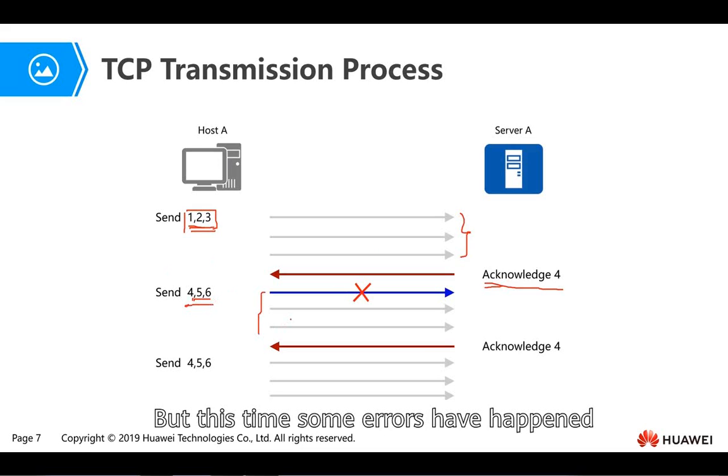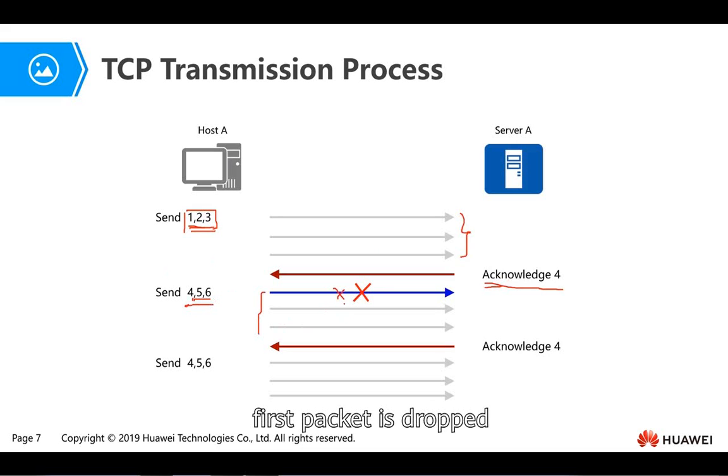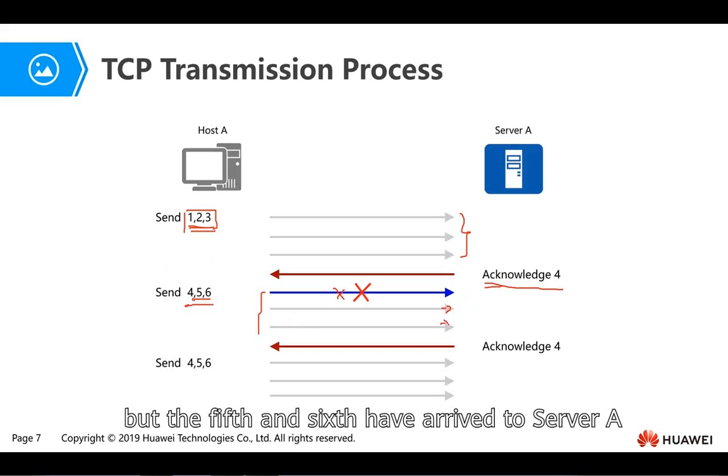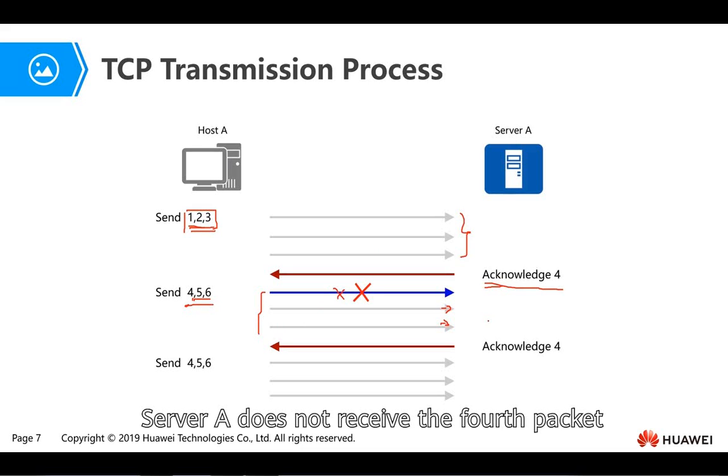But this time, some error happened. Okay, there's some mistake. The 4th packet is dropped. Okay, the 4th packet dropped, and then the 5th and the 6th have arrived at server A. But server A did not receive the 4th packet.